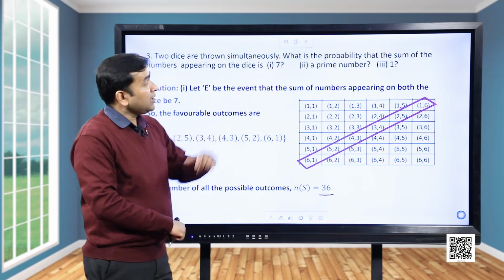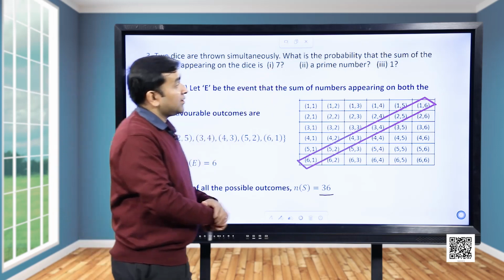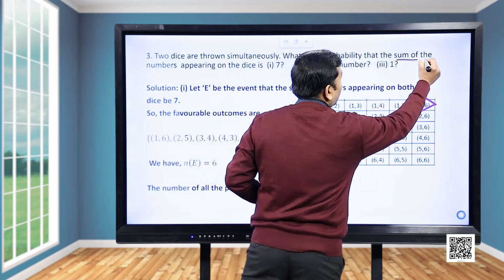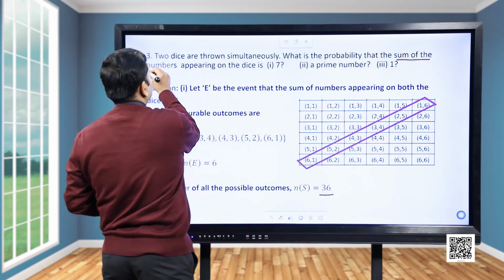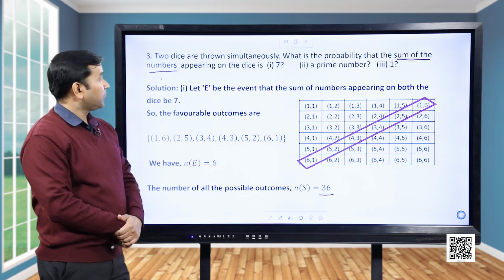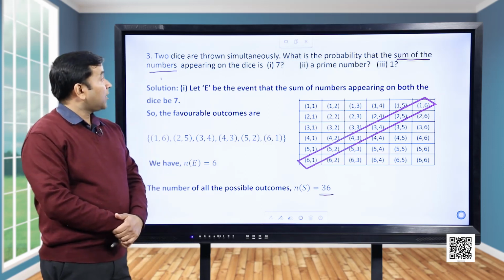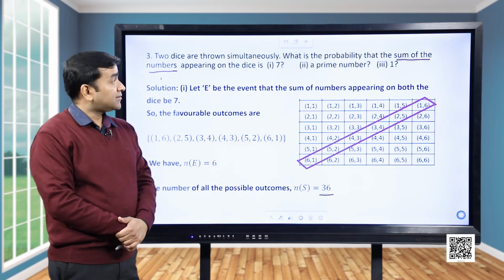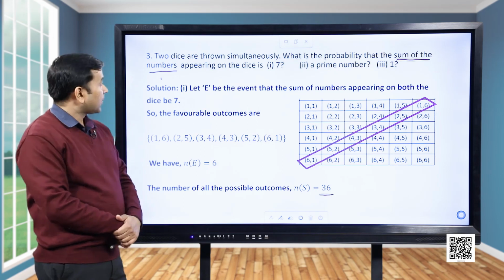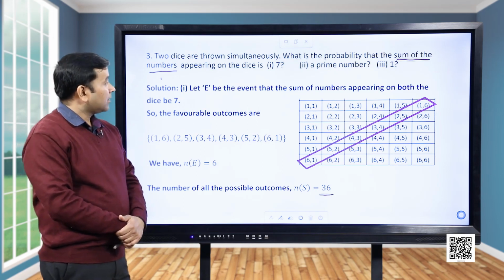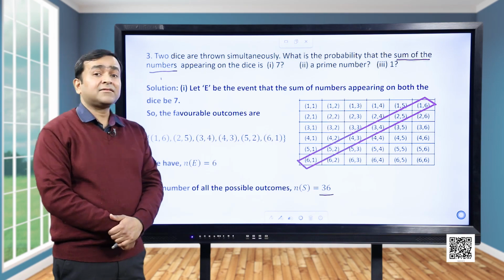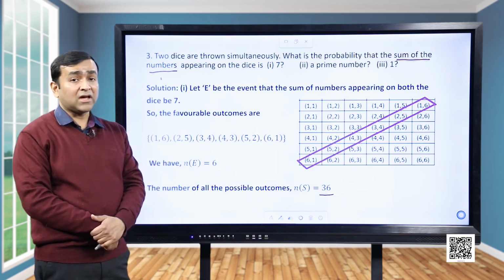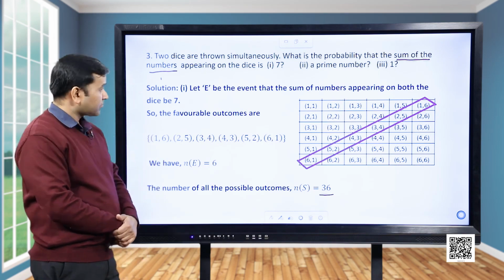What is the probability that the sum of numbers? Important phrase is sum of numbers. Remember this. Sum of numbers appearing on the dice is 7, prime number, and 1. So let us solve the first part. Let E be the event that sum of numbers appearing on both dice is 7.